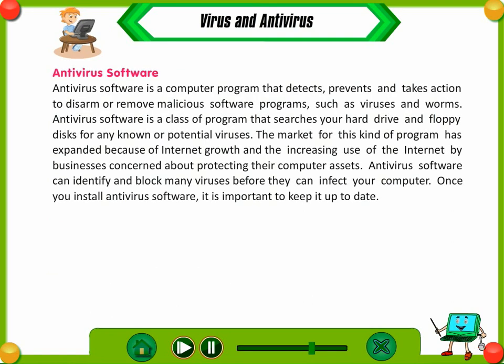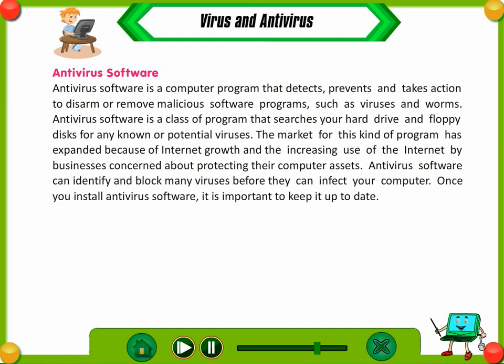Antivirus software. Antivirus software is a computer program that detects, prevents, and takes action to disarm or remove malicious software programs, such as viruses and worms. Antivirus software is a class of program that searches your hard drive and floppy disk for any known or potential viruses. The market for this kind of program has expanded because of internet growth and the increasing use of the internet by businesses concerned about protecting their computer assets.